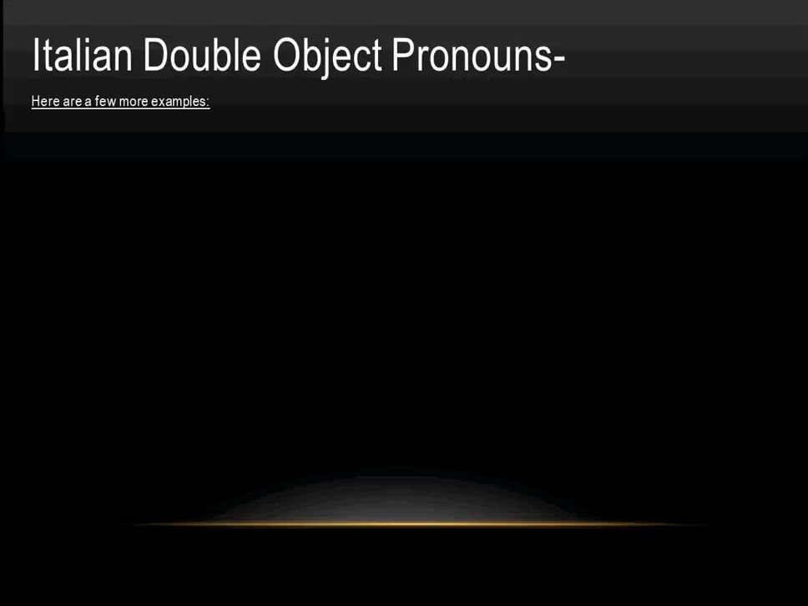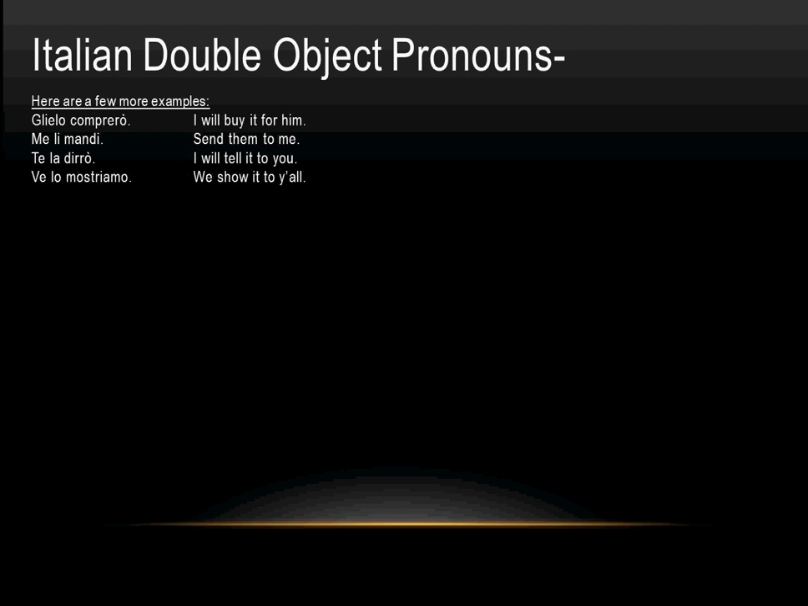Okay, here's a few more examples. Glielo comprerò. I will buy it for him. Glielo being him, it, and comprerò, I'll buy. Me li mandi, send them to me. Me being me, li being them, and mandi being send, you send. Me li mandi, send them to me. Te la dirò, I will tell it to you. Te being you, la being it, dirò, I will tell.